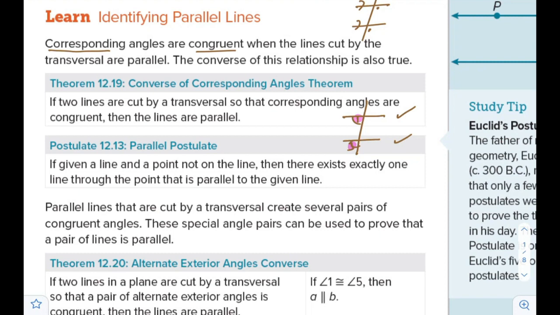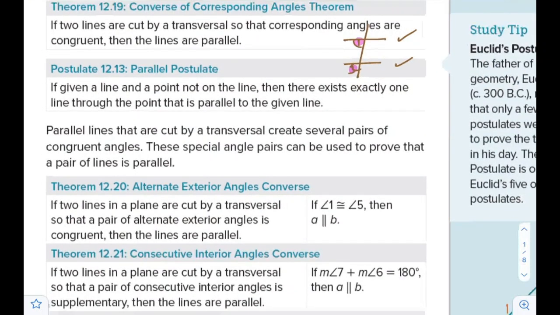So that's why we call it the converse of the corresponding angle theorem, because we know now that the angles are congruent and we need to prove that the lines are parallel. So we will do whatever we have done before in the opposite way. Let's continue. If given a line and a point not on the line, then there exists exactly one line through this point that is parallel to the given line.